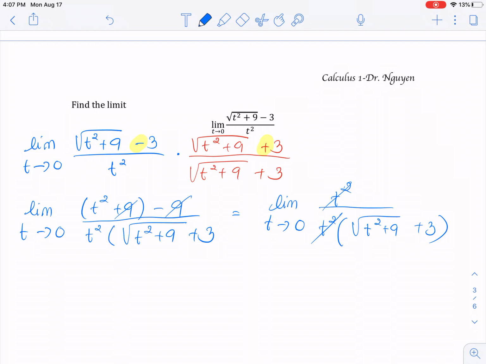Okay. Now, definitely we should use substitution for it. Okay. Or you can use the limit law. So we have 1 over square root of 9 plus 3, which is 1 over 3 plus 3, which is 1 over 6.